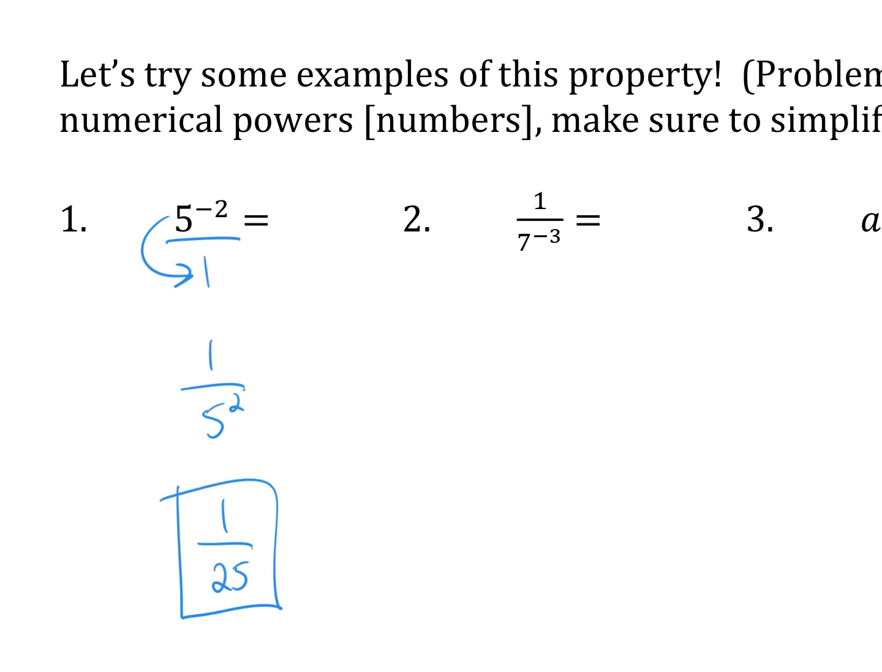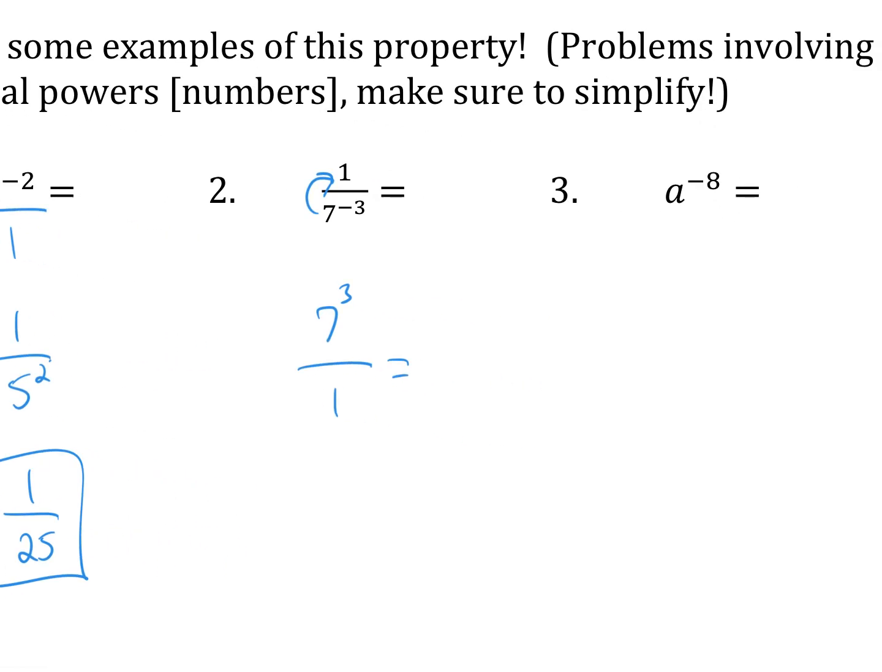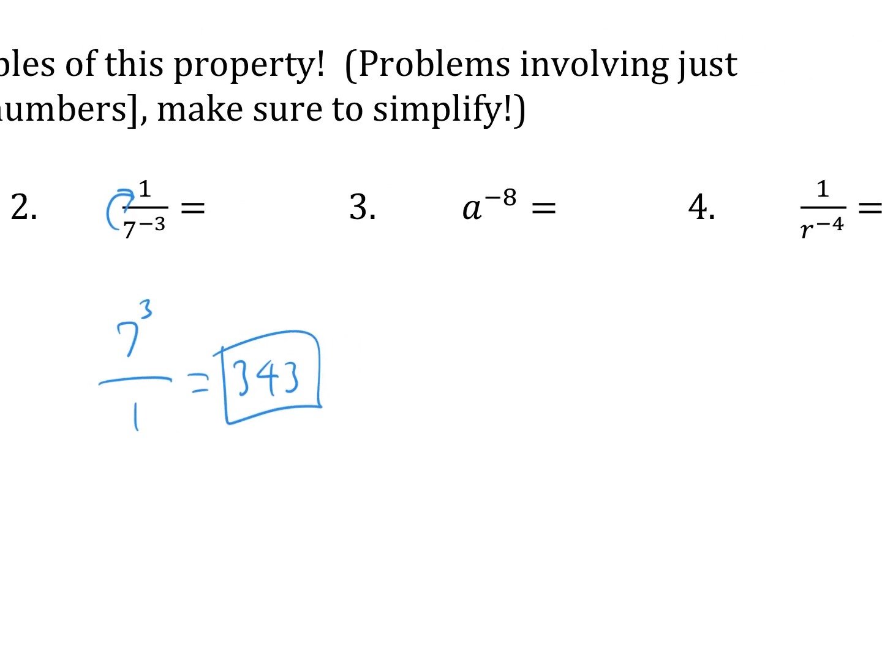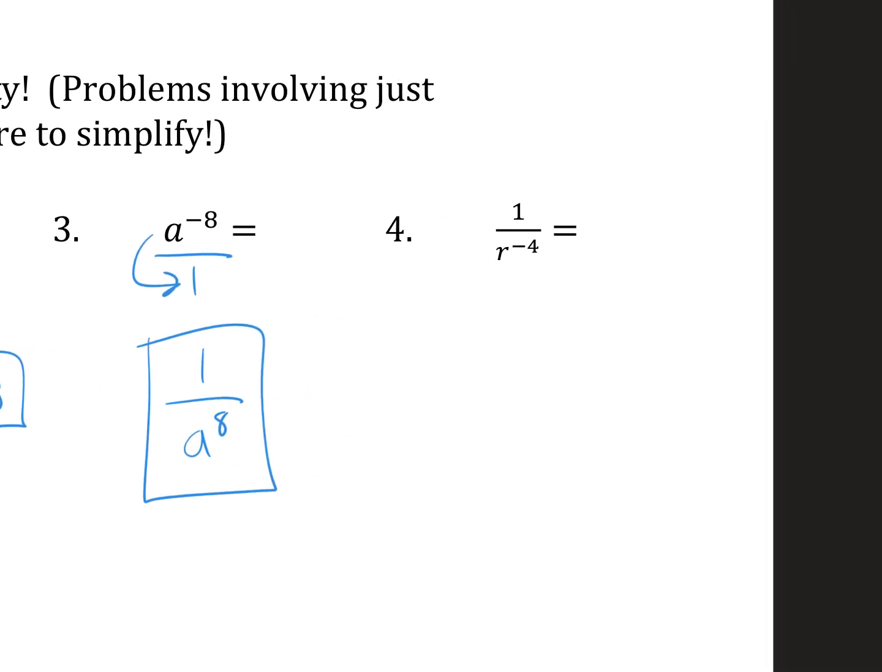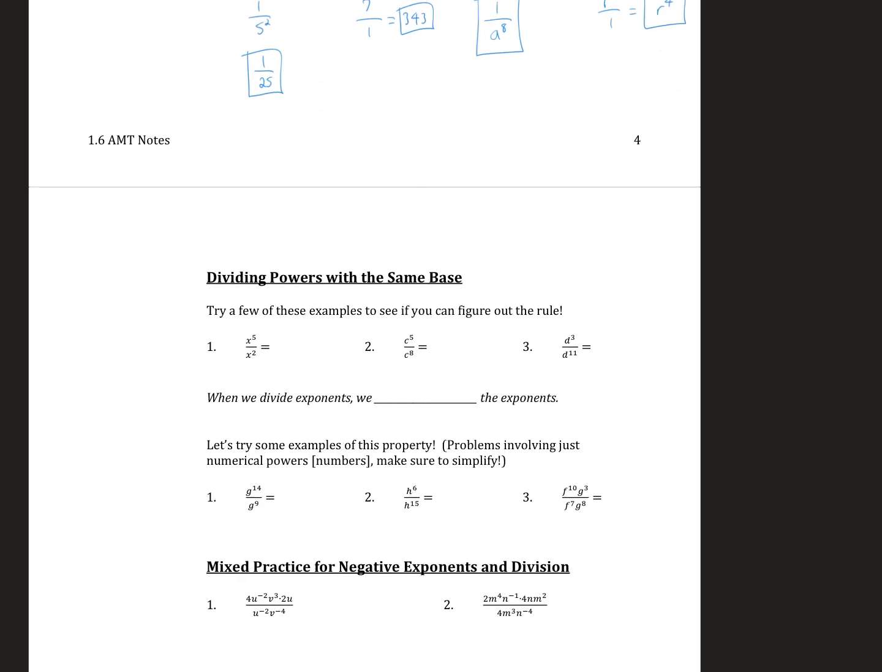All right, number 2, it's in the denominator, move to the top. So we have 7 to the positive 3 over 1. That's going to equal 7 to the third. 7 times 7 times 7 is 343. There we go. Number 3, in the numerator, move it to the denominator. 8 to the 8th goes to the bottom. So we get 1 over 8 to the 8th. That's it. And the last one, we have r to the negative 4th in the denominator. It's going to move to the numerator. So we get r to the 4th over 1, which just equals r to the 4th. All right, there we go.